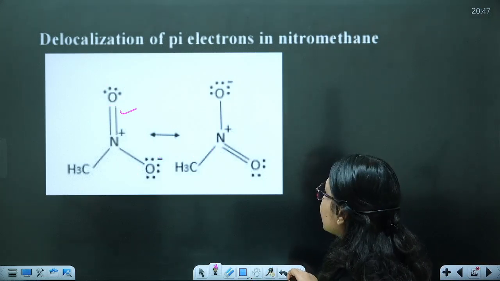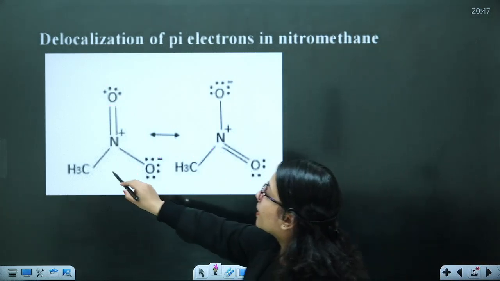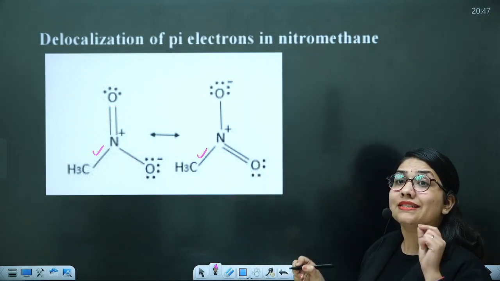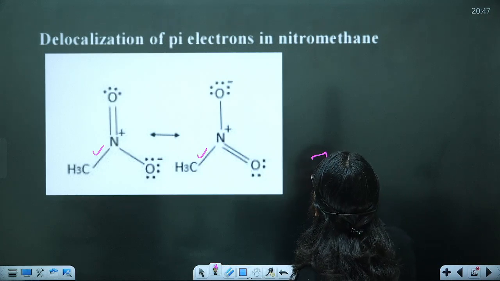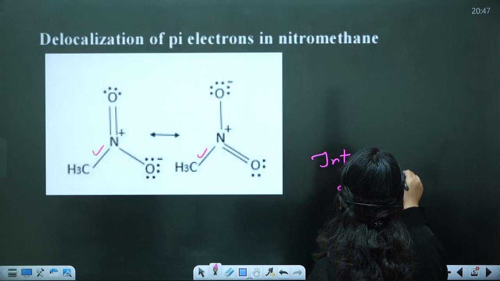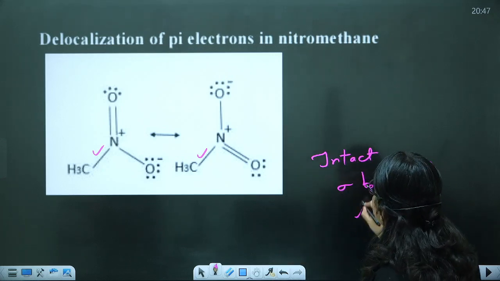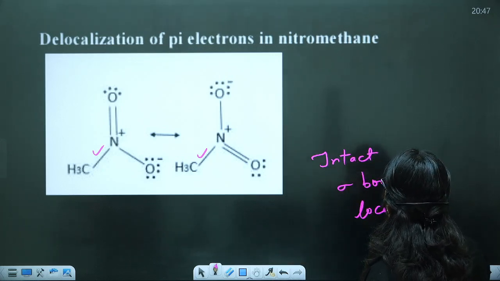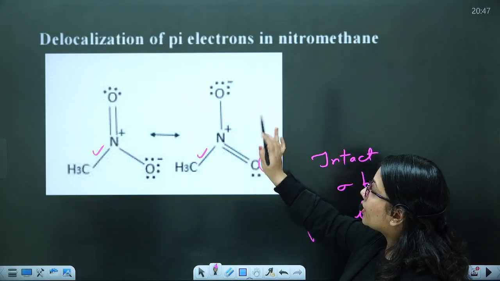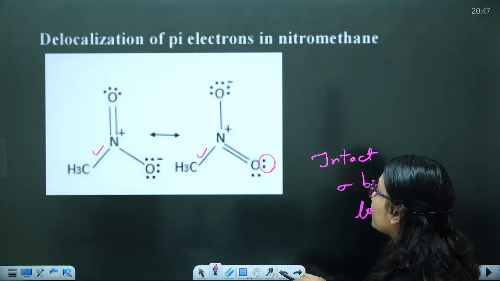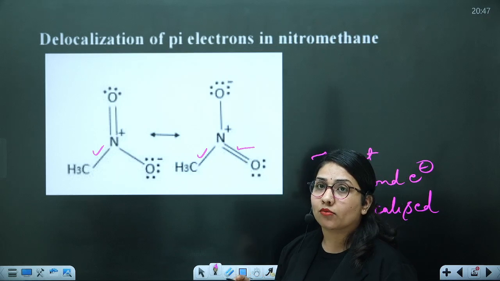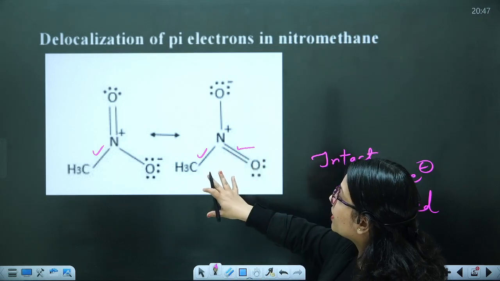Where we can see the single bond, here we are able to see the single bond, it is intact, because the sigma bond electrons will not move. These electrons are localized, and here you can see the lone pairs. These lone pairs can move, or the pi bond electrons can move. So you are able to see two structures here.